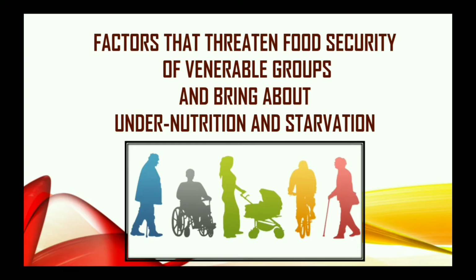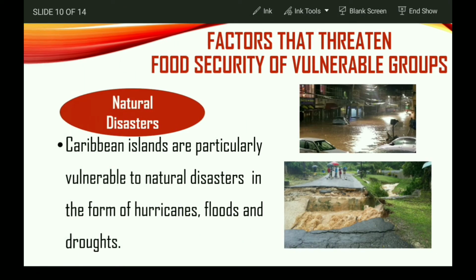And remember, food security is when all persons at all times have physical and economic access to food, right? And not only food, but food that is also safe. Now we're going to look at the factors that threaten food security for these vulnerable groups, and how these factors may bring about undernutrition and starvation in these vulnerable groups.